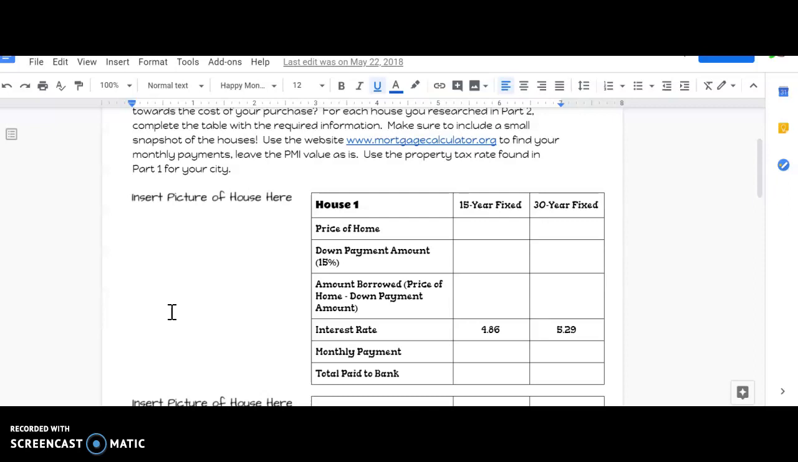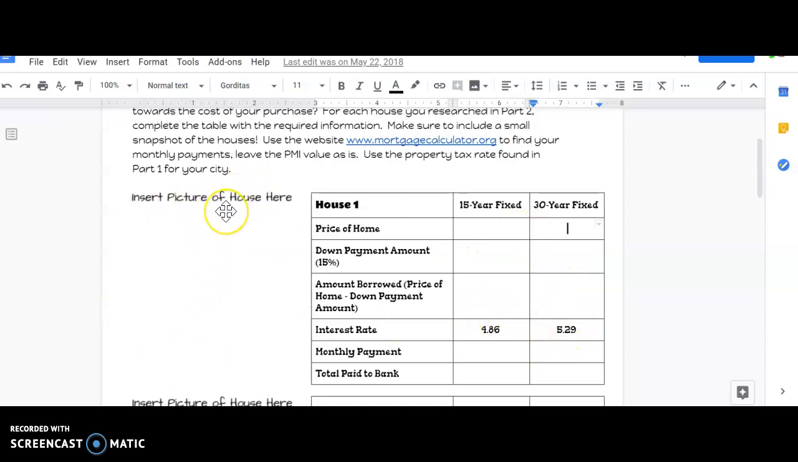Now, because of everything that's been going on, our interest rates have actually been going down. So for the example, we're going to go ahead and leave these a little higher. That's not actually what they are right now. They've gone down quite a bit, but for our purposes, we'll leave them at this rate.